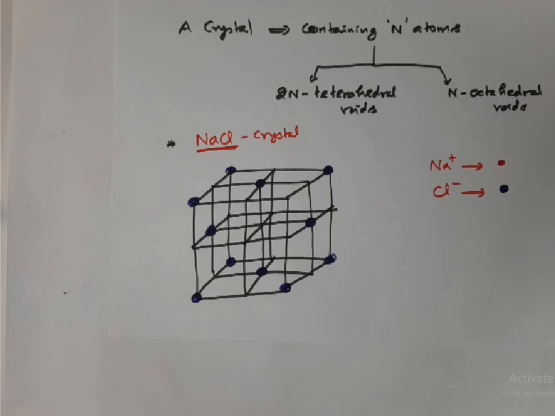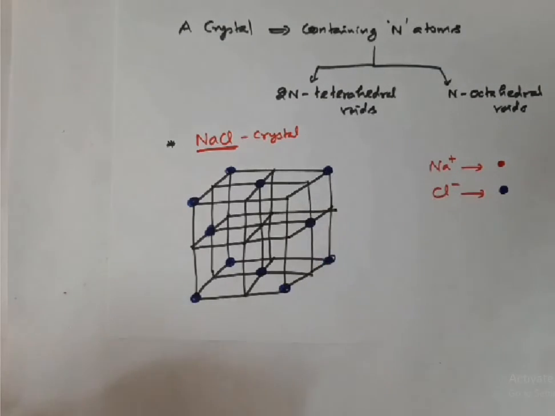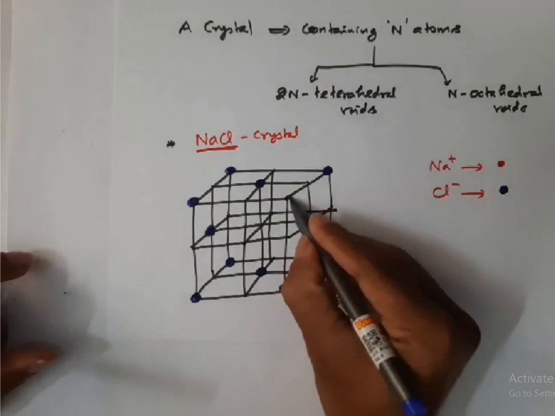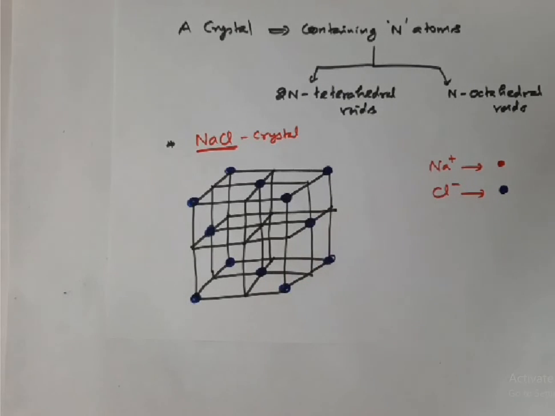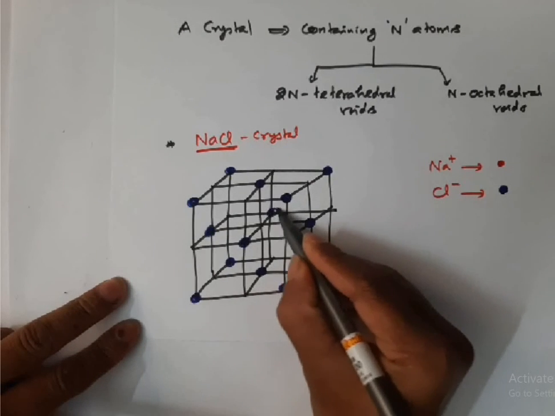Okay, in sodium chloride crystal, what about sodium ion? Sodium ion occupy all the edge centers. Okay, I missed this corner, I'm sorry. This is another chloride ion. Chloride ion occupy all the corners and all the face centers, front face center and back face center.